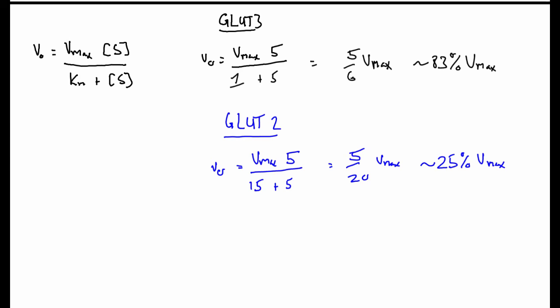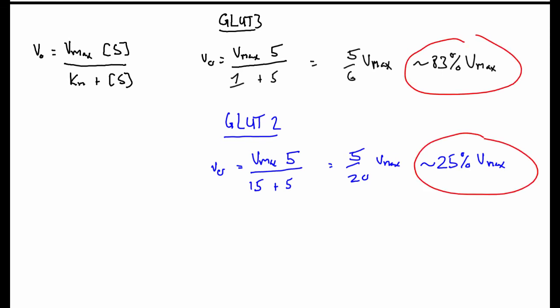Now I think it's really important to take a moment here and compare these two. Notice that we are at the exact same concentration of glucose, and look at the difference in terms of the rate that we're obtaining for these two different transporters. One of them is sitting at about 83% of its maximal velocity, and the other one is sitting at only about 25% of its maximal velocity. And that's all based, of course, on the specificity of the enzyme for that particular substrate.